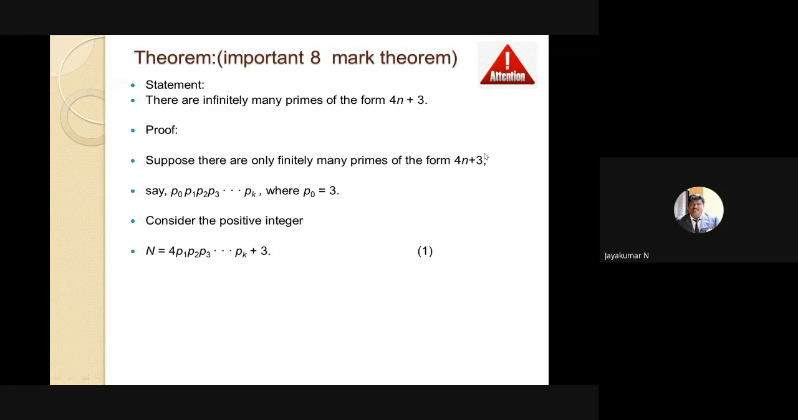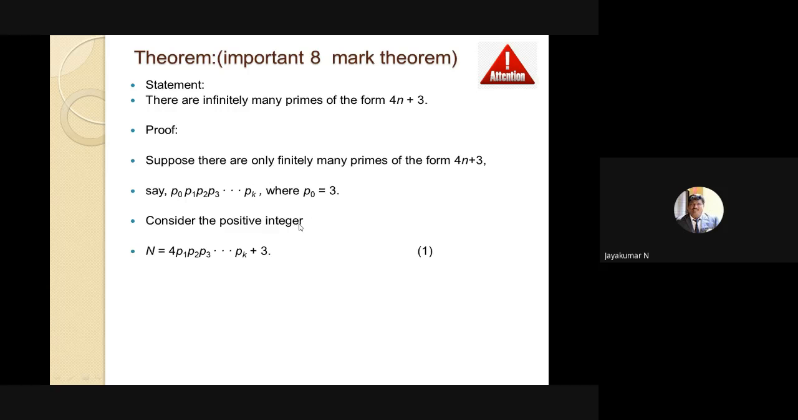Here I am going to prove that there is one more prime of the form 4n plus 3, which contradicts the assumption. Otherwise, there exists one more prime which is 4n plus 3. I want to prove that. For that, first I construct one integer n equal to 4 times P1, P2, P3, etc., Pk plus 3. Please observe here I left out P0. There is a reason.